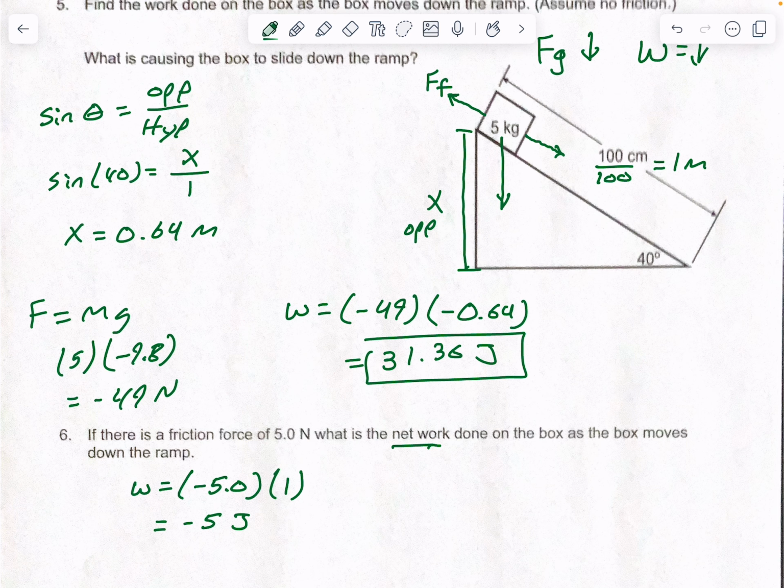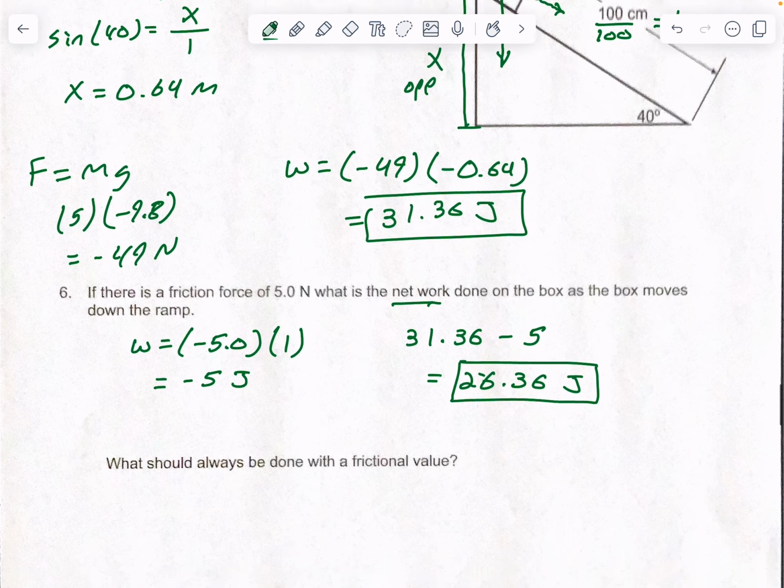So net work is where you add them all up. You're going to take the work that gravity did, 31.36 joules, and add the friction force. Well, in this case, we're going to minus it since it's negative. You could do plus a negative, which is the same thing. Or we can just do 31.36 minus 5. That's going to give us 26.36 joules. So there is your net work when you mix gravity and frictional work.